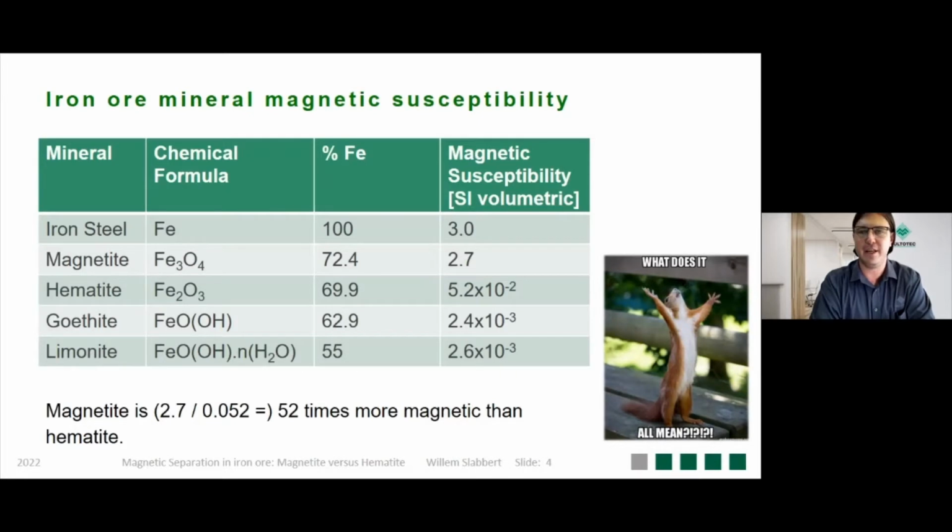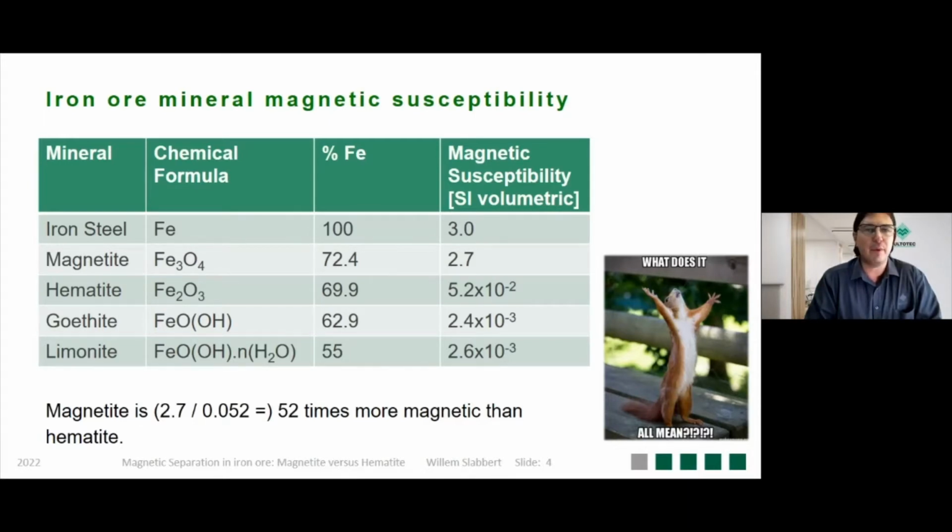To quantify the magnetic susceptibility, we first compare the magnetic susceptibility of iron steel. So this is not a mineral, this is iron ore that's gone through all the furnaces and through a milling process. This is iron steel, a piece of iron metal. So we can see that it's 100% iron and that the magnetic susceptibility of this material at a volumetric SI unit has a value of 3.0.